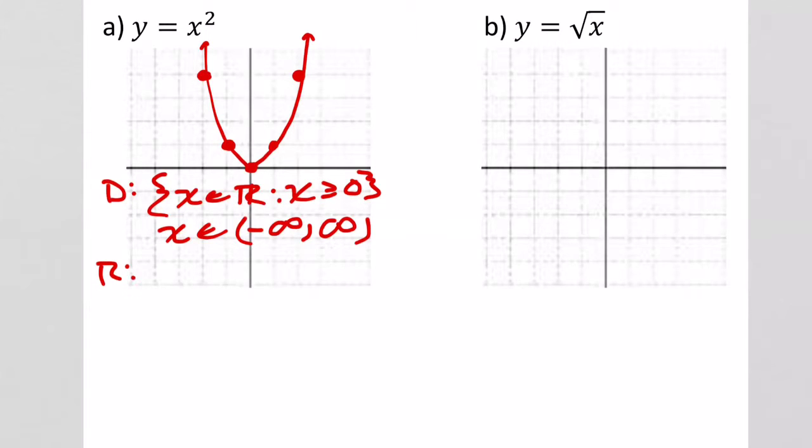Well, let's talk about the range. Well, the range is going to be talking about our y values. So again, set builder notation. We can say that y is an element of the set of all real numbers such that y is greater than or equal to 0.